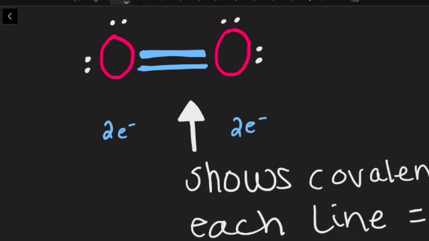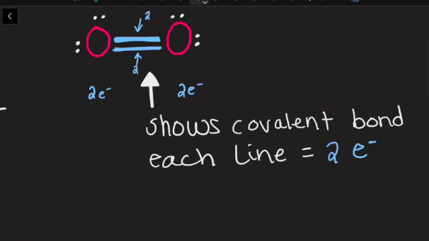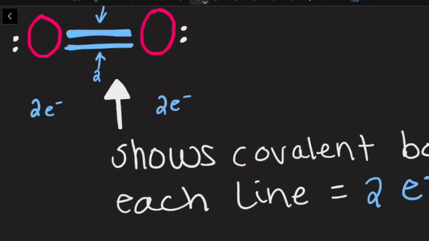Alright, so now each line counts as 2 electrons. So that is 2, and that is 2. So let's write that here. Each line is 2 electrons. Every time, no matter what you're working with. And those lines show the covalent bonds.